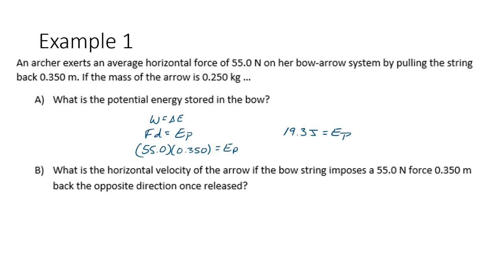Okay, if it was significant, it would be mentioned in the problem. If we want to find out the horizontal velocity of the arrow, if the bowstring imposes an equal but opposite reaction, so 55 newtons over 0.35 meters, in the opposite direction once it's released, well, work is again equal to the change in energy. It's applying that force through a distance that's going to go from the potential to the kinetic store.